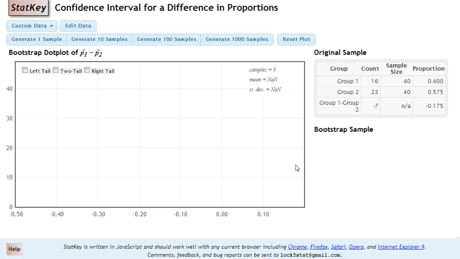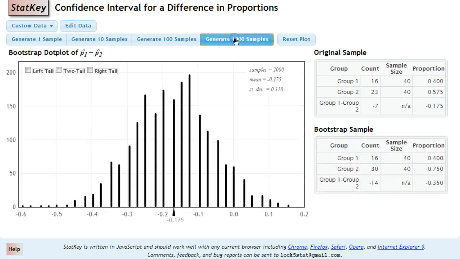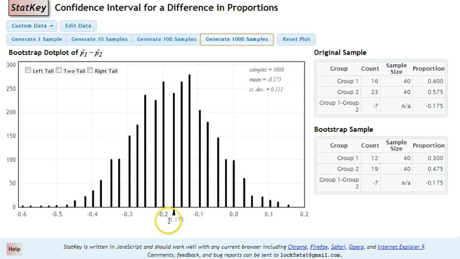Clearly not the same number. You look from our different proportions here in our table on the right. Our original sample does have a difference of negative 0.175. You generate a bunch of results, and the center of your confidence interval should come out very close to the difference in your sample proportions. But when you run your two-tail confidence interval, you'll find that you have a proportion from negative 0.388 to positive 0.025.